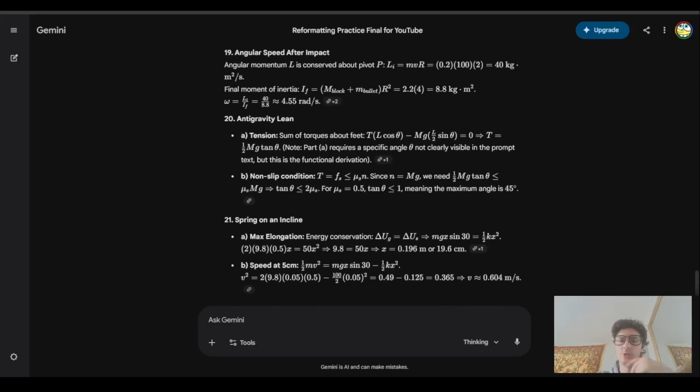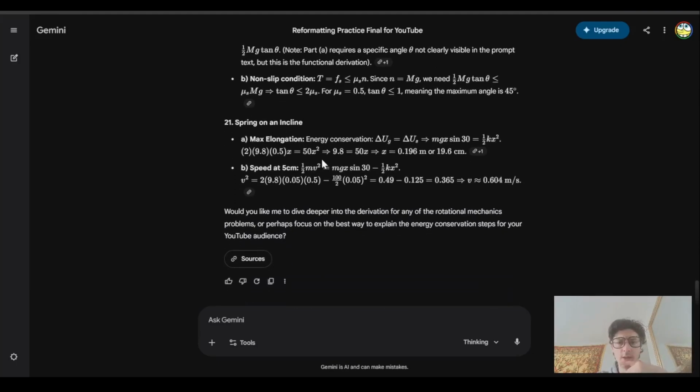This Michael Jackson problem is strange, but we got it completely wrong. We didn't do it. Spring on an incline, I think this one I got wrong as well, or Gemini's giving me a different answer. I got 19.6 centimeters. I think I got 9 centimeters. And then here, 6.04, I think I got 0.5 meters per second. So this one is wrong as well.